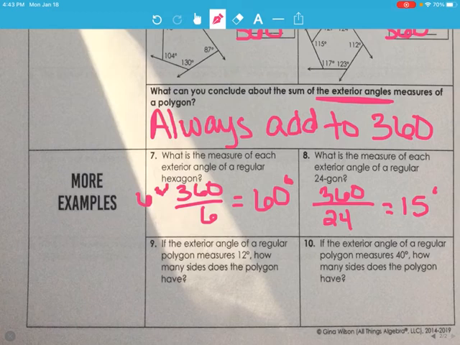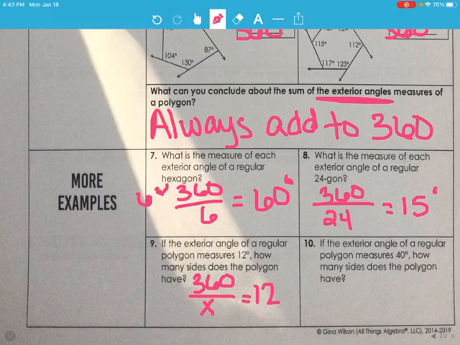Number 9 and 10 are a little different. Number 9 says, if the exterior angle of a regular polygon measures 12 degrees, how many sides does it have? So you're kind of working a little backwards. We know exterior always makes 360. We're always dividing by something, and in this case, we're getting 12 after we divide. If I don't know something, I put a variable in its place. So I don't know what I'm dividing by, so I'm dividing by x. And I need to solve for x.